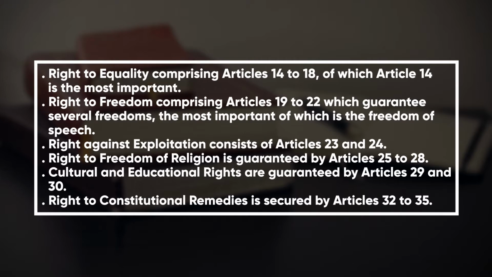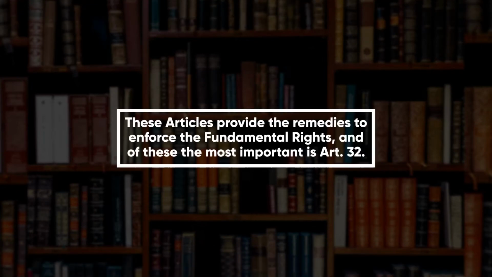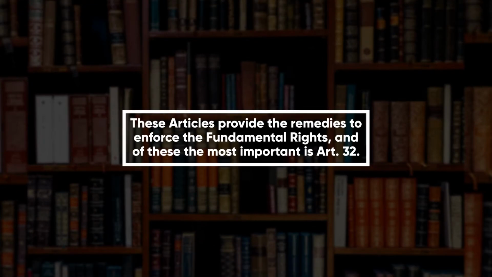Right to freedom of religion is guaranteed by Articles 25 to 28. Cultural and educational rights are guaranteed by Articles 29 and 30. Right to constitutional remedies is secured by Articles 32 to 35. These articles provide the remedies to enforce the fundamental rights, and of these the most important is Article 32.